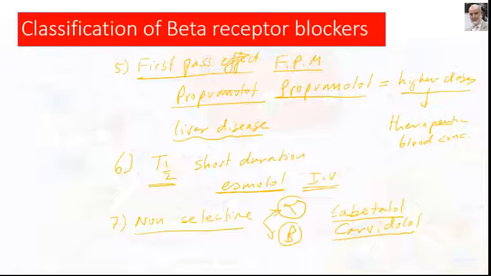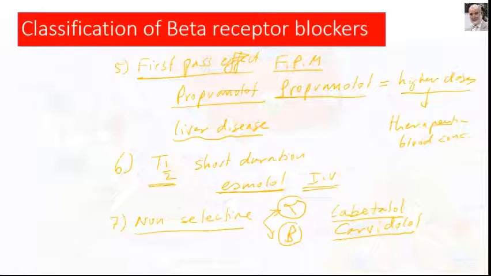Therefore, we said there is different selectivity. Some of them are selective beta-1 antagonists, and the most famous is atenolol. Some of them are non-selective, and the most famous is propranolol. Some have high lipid solubility: propranolol has high lipid solubility, atenolol has low lipid solubility. Some have local anesthetic activity, adding to their depressant effect on the heart, and the most famous example is propranolol.